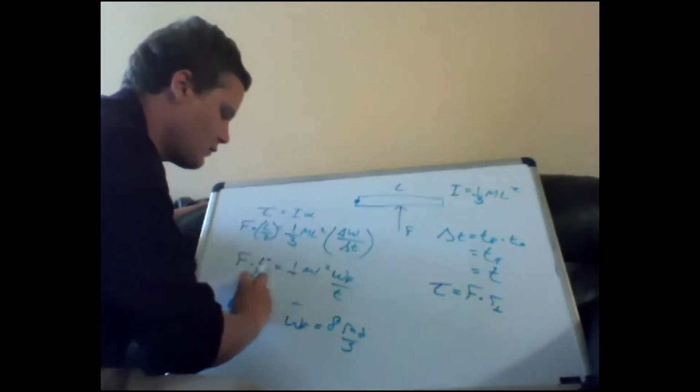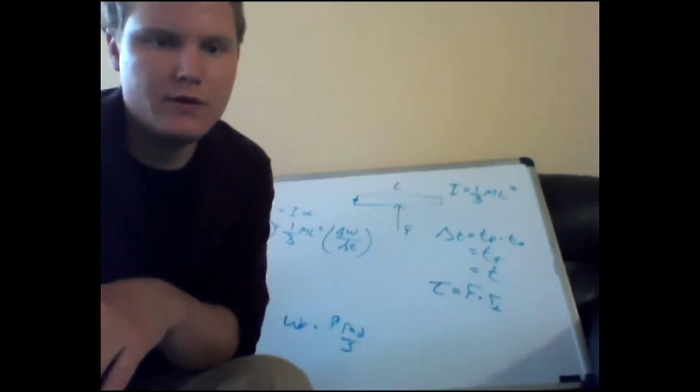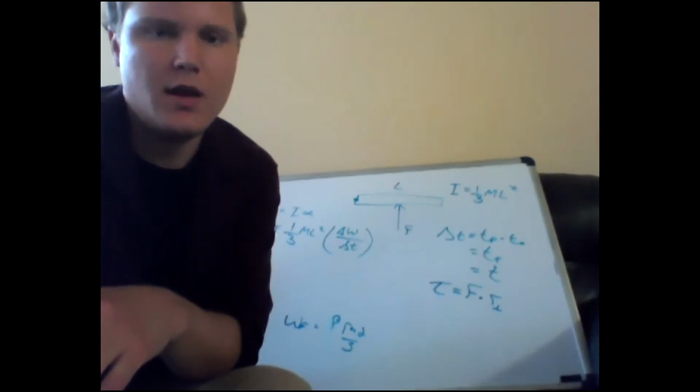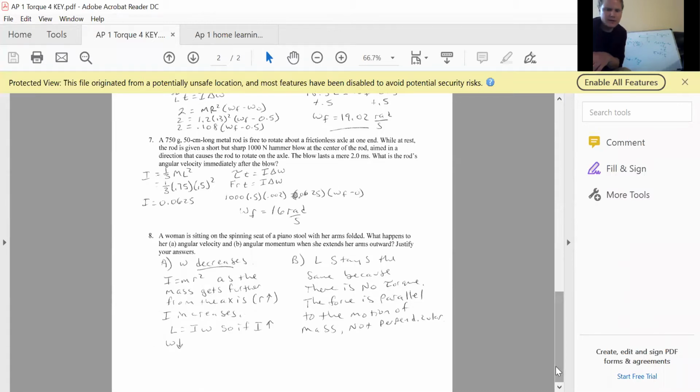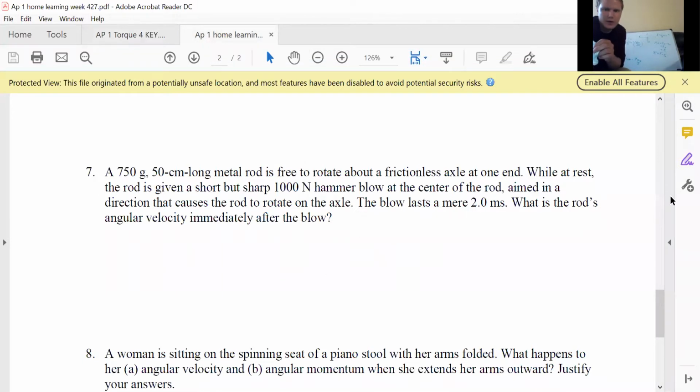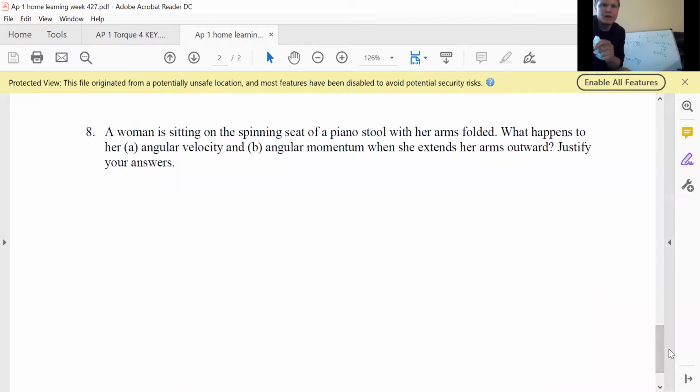All right, so the last one. So let me do a screen share here, and this one I don't even have to use a board for. This is a good problem though. I like this problem because it doesn't have any math, but the concepts are really important. So if we look at this one, we're on number 8. It says a woman is sitting on a spinning seat of a piano stool with her arms folded. What happens to her angular velocity and angular momentum when she extends her arms outwards?